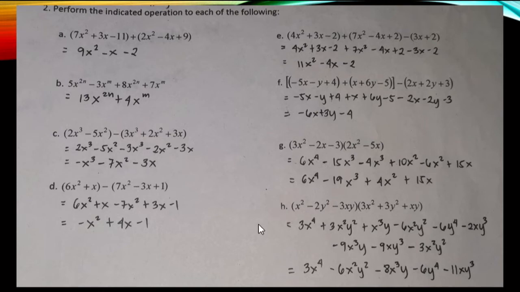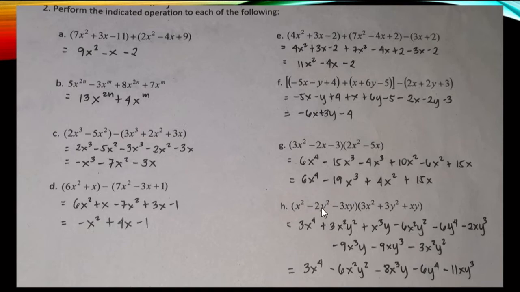Then the last, letter H: x squared minus 2y squared minus 3xy multiplied by 3x squared plus 3y squared plus xy. We still distribute each term. X squared times 3x squared is 3x to the power of 4. X squared times 3y squared is 3x squared y squared. X squared times xy is x cubed y.